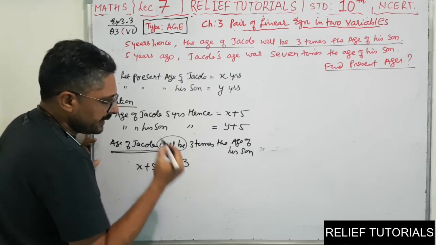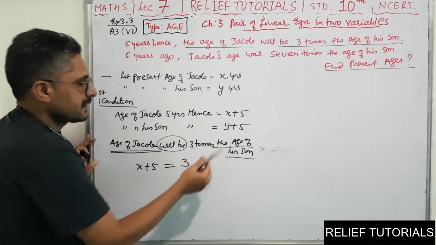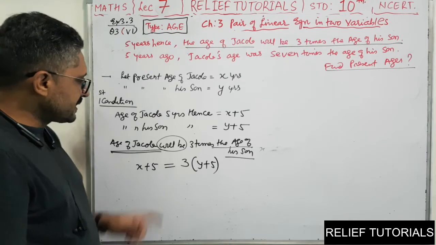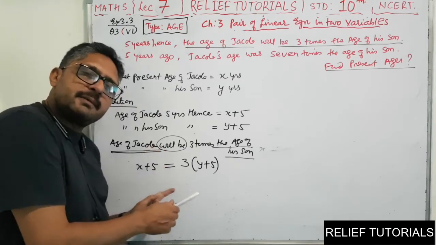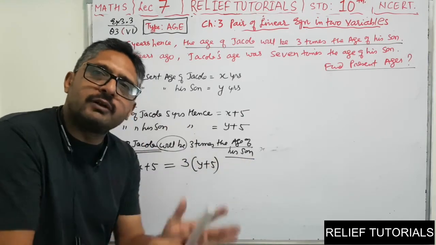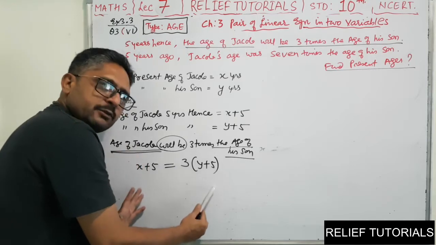3 times means 3. The age of his son. What is the age of his son? Y plus 5. See, these conditions, this language part I have converted into symbol. If you find any difficulties, please write the language part in your own word. This language part. And then you convert this language part into symbols.